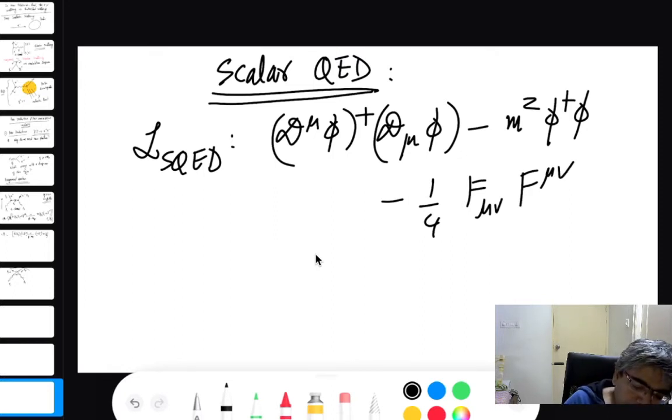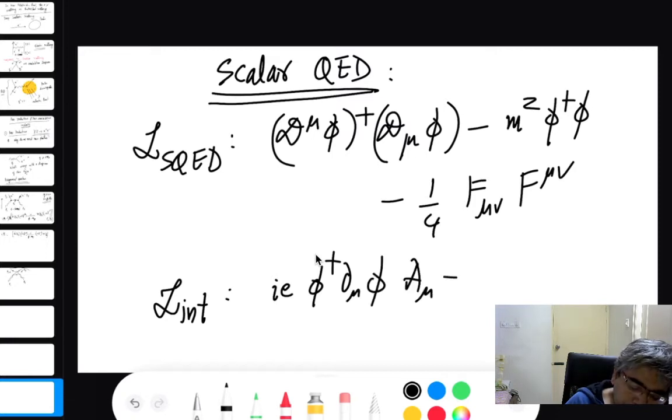Now if we expand this, we said the L interaction contains two parts. One of them is essentially IA phi divided by del mu phi a mu, and then E square phi divided by phi a mu. Right, there are two terms.